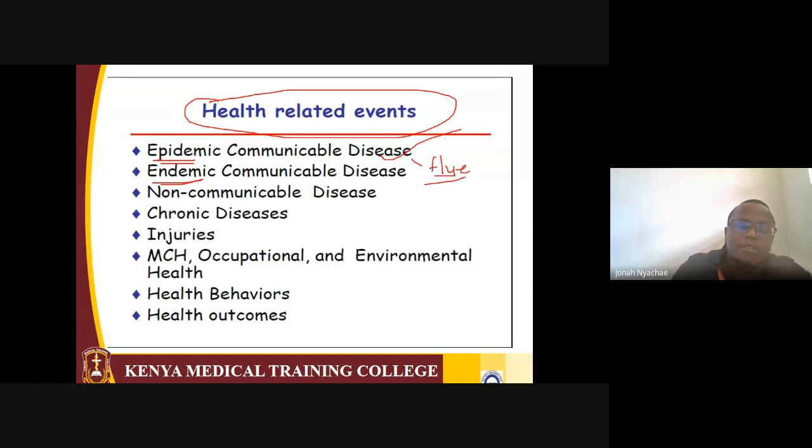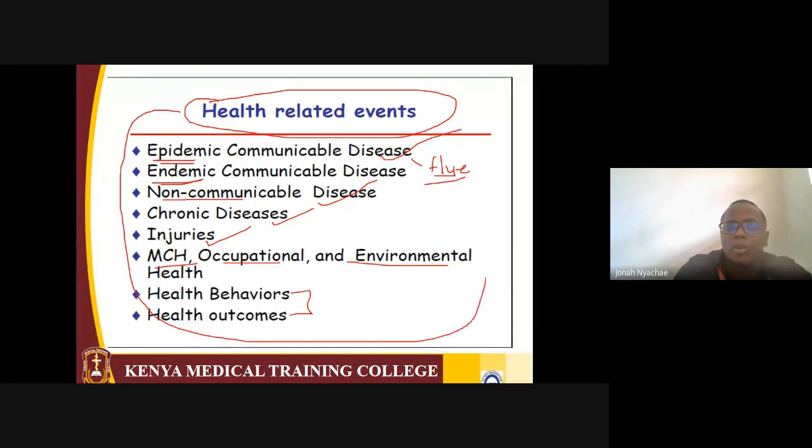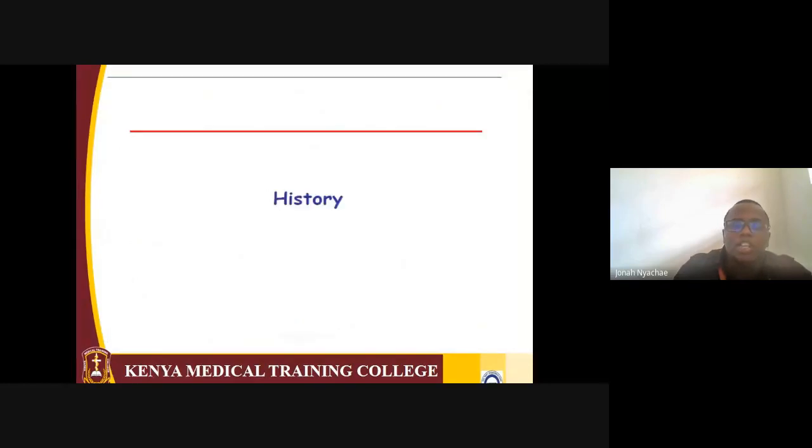So we also have non-communicable diseases, chronic diseases, injuries. We're talking about MCH, occupational and environmental health. We're talking about health behaviors and outcomes. So all this is what we are talking about when we are talking about health-related events. Epidemic, endemic, communicable diseases, non-communicable diseases, injuries, health behavior and outcome.